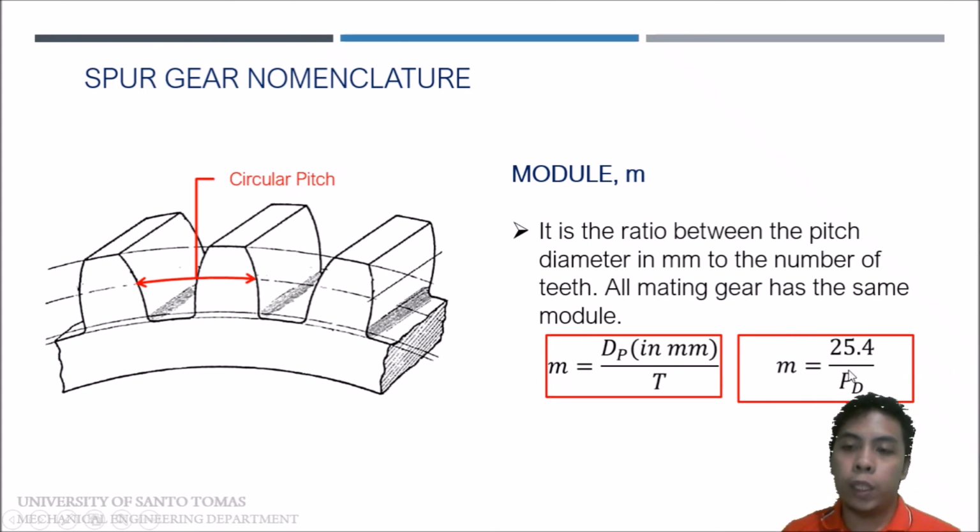M is equal to 25.4 divided by PD. The 25.4 came from the conversion of units, no? Because the earlier value was in inches, it is converted to mm. That is why we have 25.4 there.